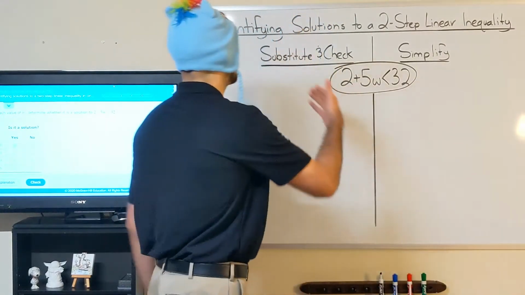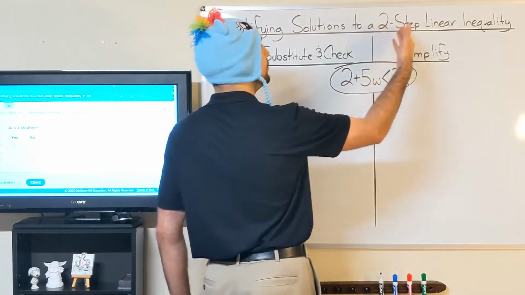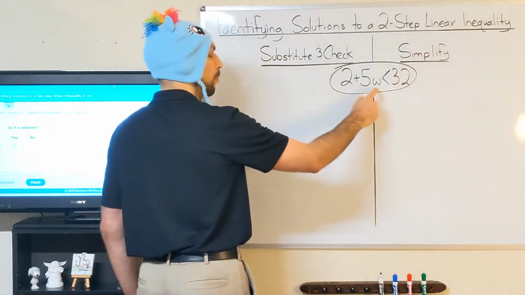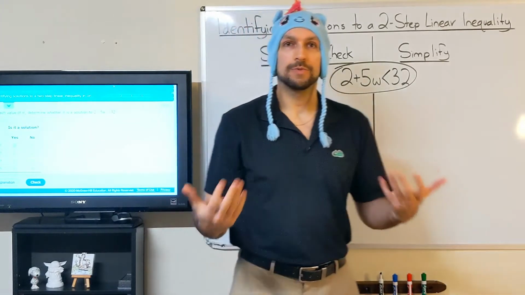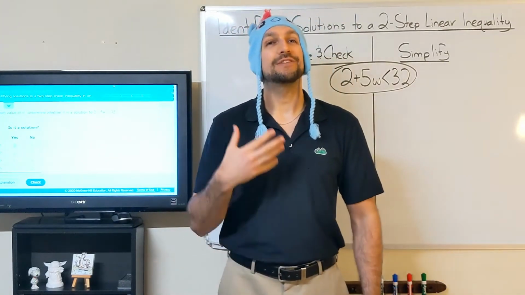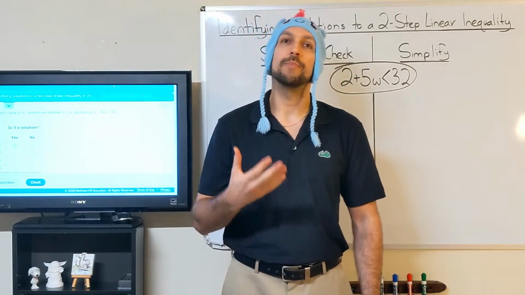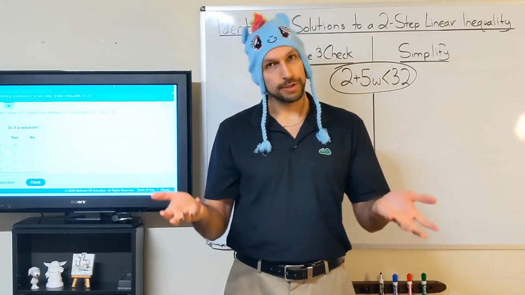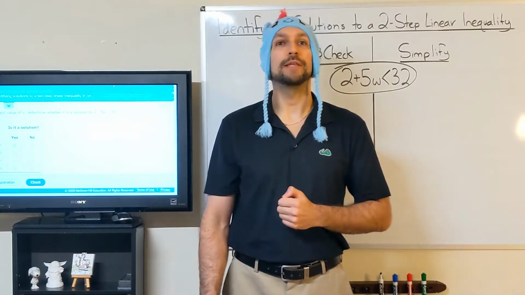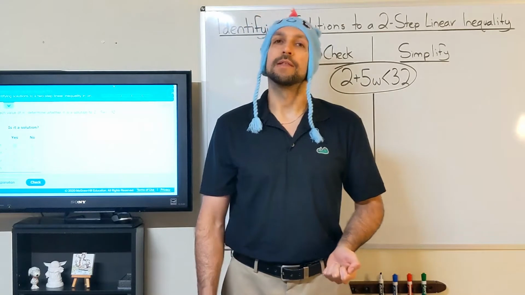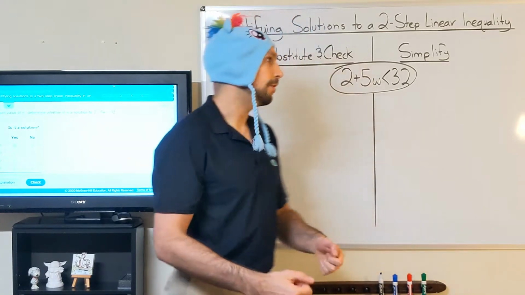Today we're going to be looking at identifying solutions to two-step linear inequalities with one variable. Now, when ALEKS presents us with these problems, it's going to ask us to determine whether or not a bunch of inputs are solutions to the inequality. That means, do they make the inequality true? There are a couple of different approaches we can use to solve this.